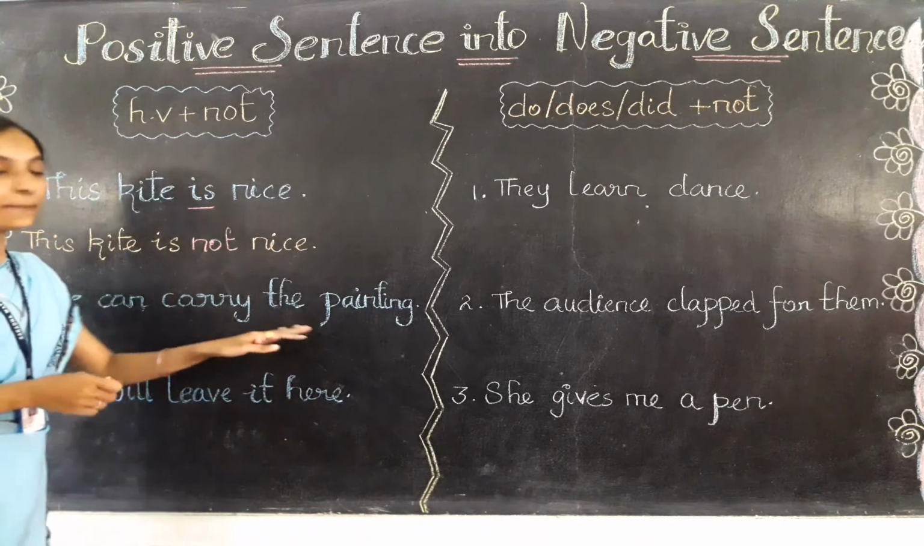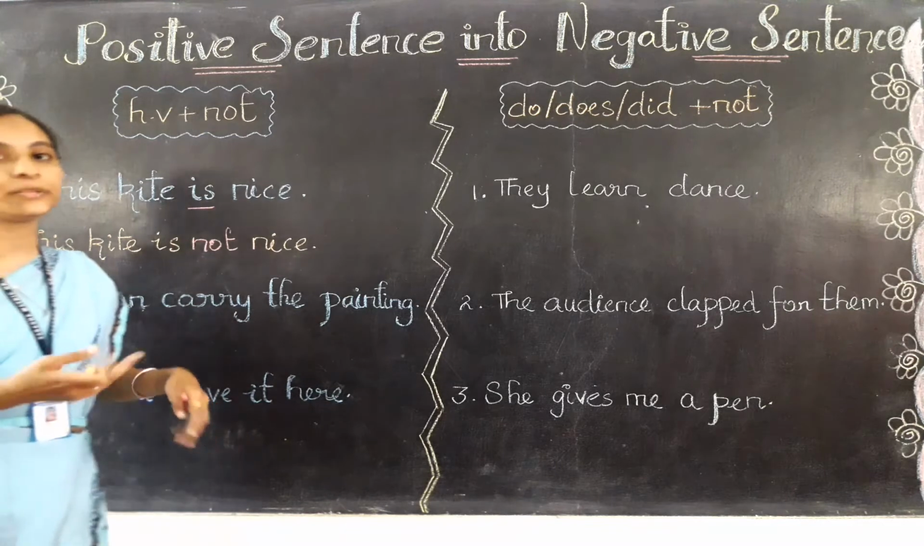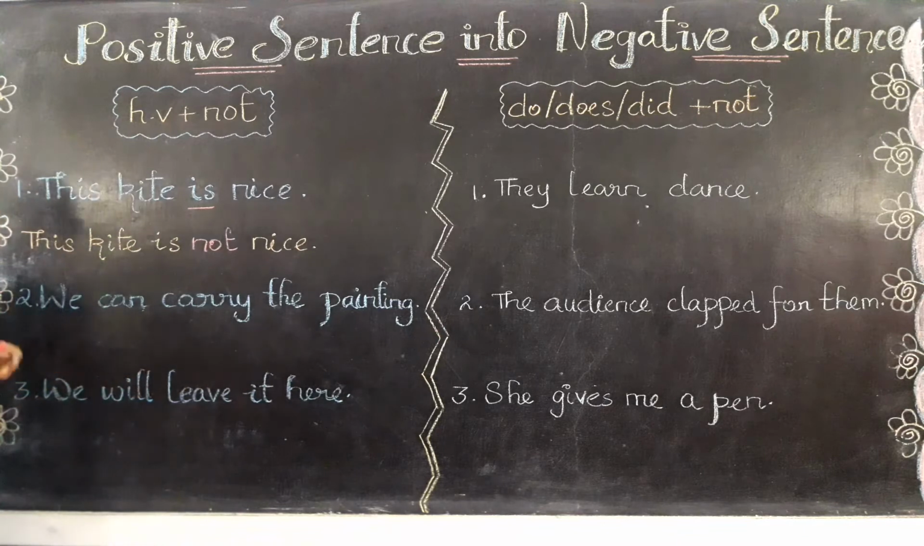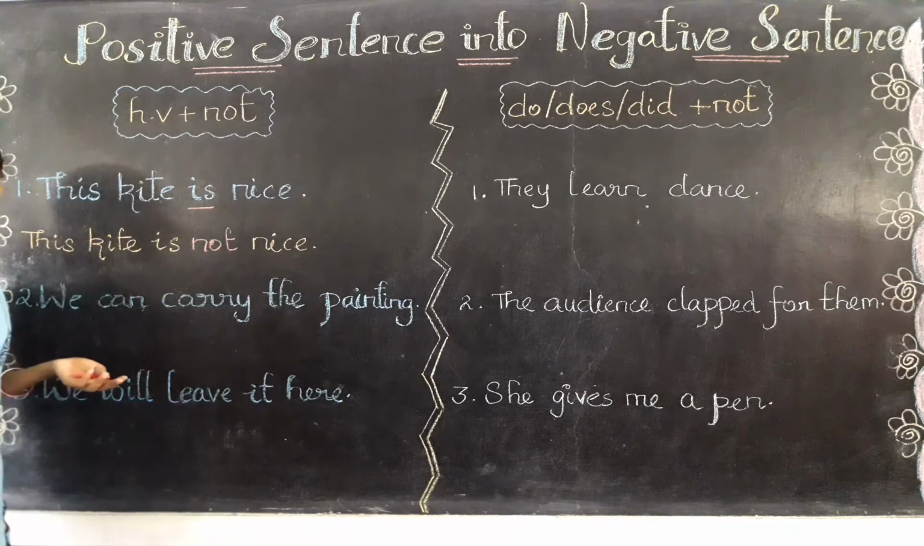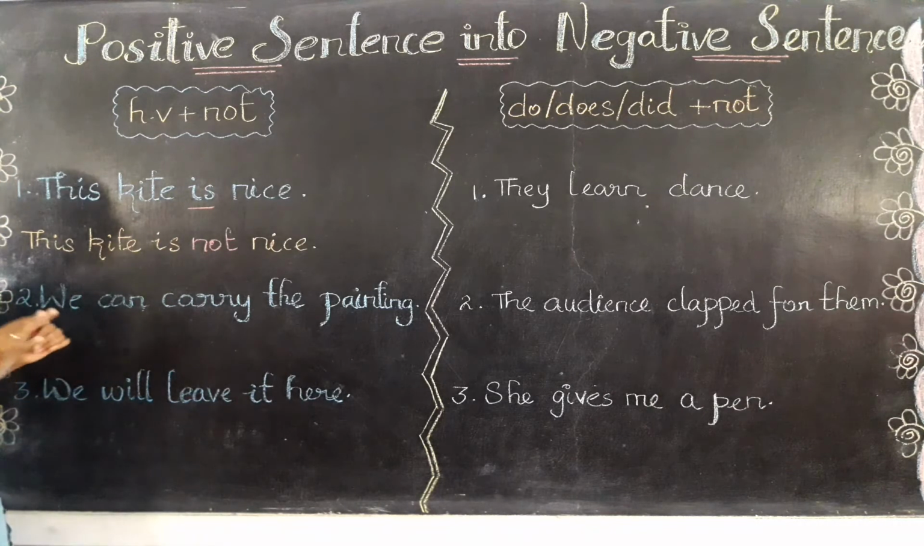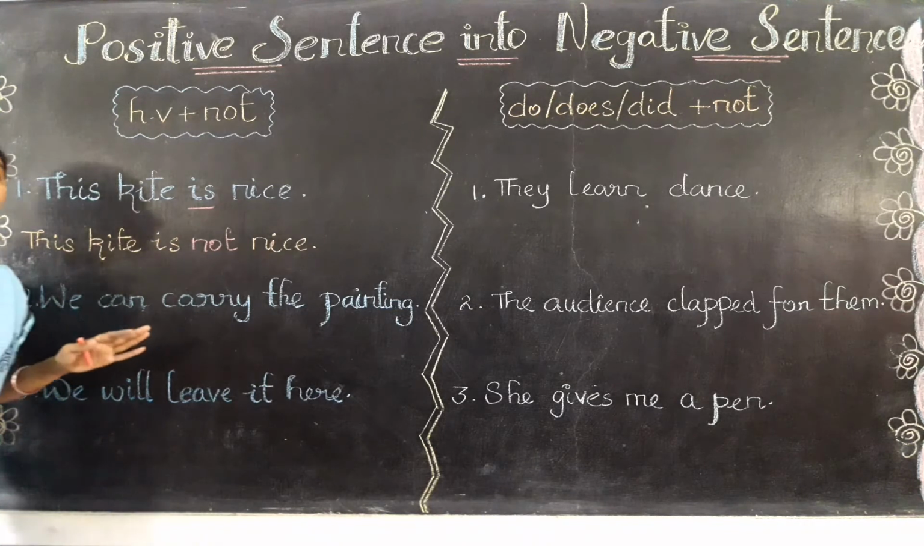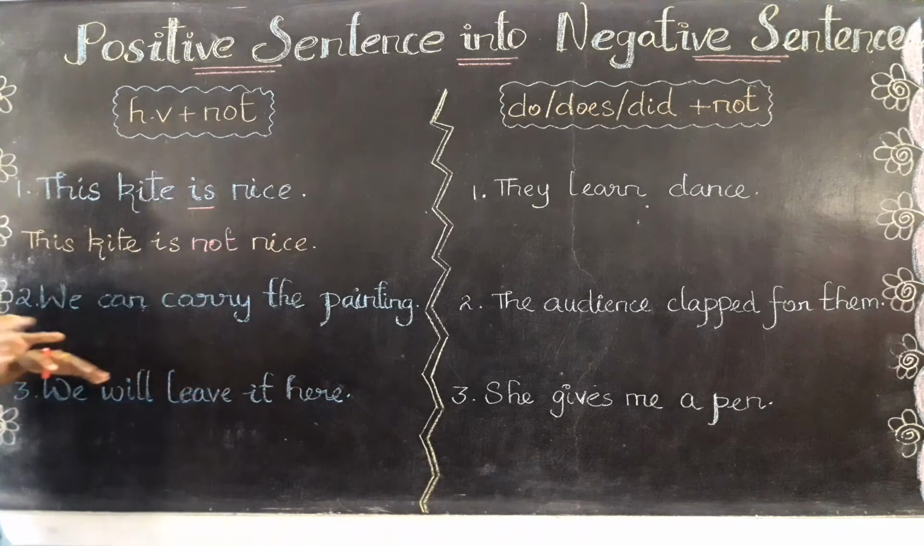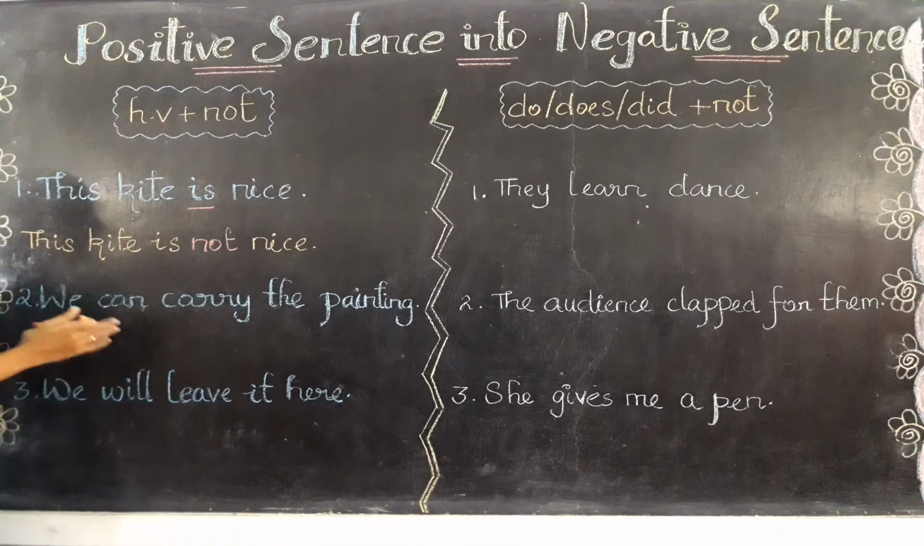We can carry the painting. It means we can take this painting along. Can you find the helping verb? Where is the helping verb? Any be family verb or do family verb, can family, have family? Which helping verb can you find here? Very good. If you are not able to find the helping verb, I can give you a clue: the helping verb is always present after the subject. Here we is the subject, and can is the helping verb. It belongs to the can family.